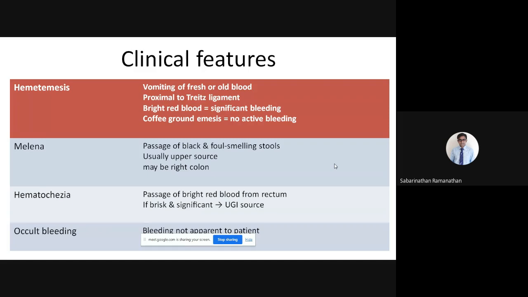The clinical features: patients will have hematemesis. Hematemesis is vomiting of fresh blood or old blood proximal to the ligament of Treitz. Bright red blood indicates a significant bleeding, while coffee ground emesis indicates there is no active bleeding; the patient already had bleeding. Melena is the passage of black and foul smelling stools, usually from an upper source, though it can arise from the right colon also. Hematochezia is the passage of bright red blood from the rectum. When there is a very brisk and significant upper GI bleed with very rapid intestinal transit, they will have hematochezia also. In occult bleeding, the bleeding is not visible.